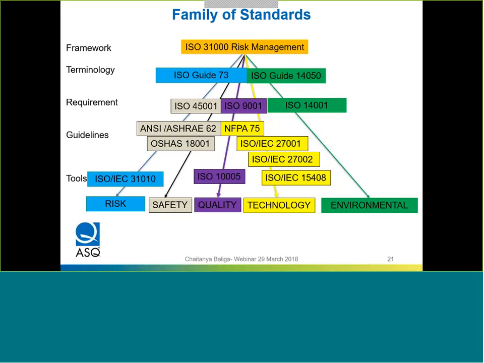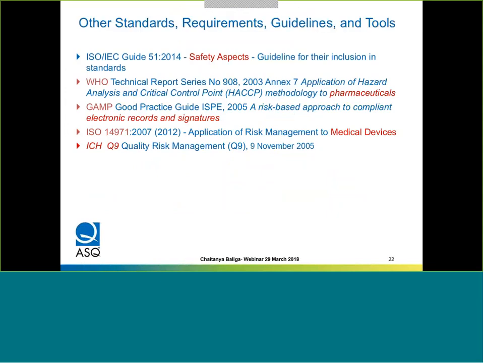As we go down, there are a couple of guidelines like OSHA's or 27001 for cyber security, and further down we see that there are tools available such as how do we manage FTA or FMEAs or any other risk management tools, and these are captured in those particular standards below. And what you see at the bottom is the risk, safety, quality, technology, and environmental. These all have got their own management system, and these management systems, if they are integrated properly, we can manage the risk management across the board.